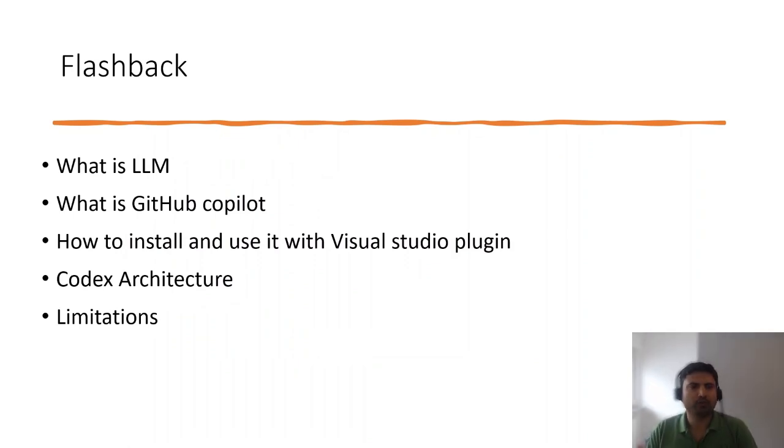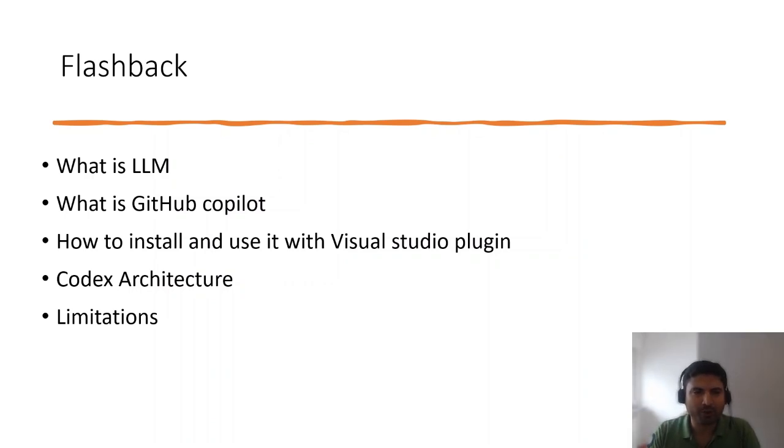In the last session, what we spoke about quickly is what an LLM is, what the fundamentals of LLMs are, and how an LLM works. We also saw what GitHub Copilot is all in all. If you have not visited my previous session, please have a look at it. We also saw how to install the Visual Studio plugins and use them for GitHub Copilot for SAP ABAP.